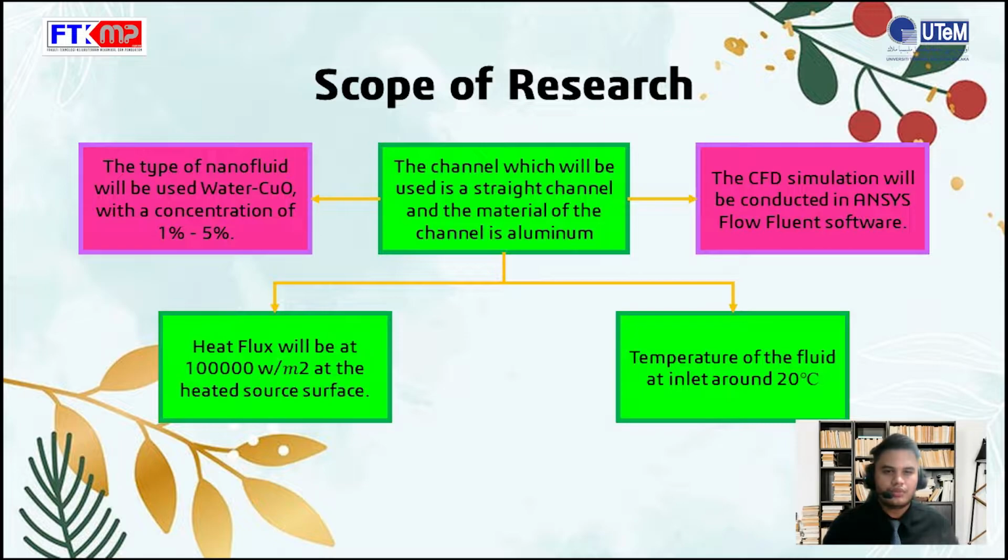Next, we go to the scope of research. The type of nanofluid to be used is water CeO2 with a concentration of 1% until 5%. The channel to be used is a straight channel, and the material of the channel is aluminium. The CFD simulation will be conducted in ANSYS Fluent software. The heat flux will be 1,000,000 watt per meter square at the heated source surface. The temperature of the fluid at the inlet is around 20 degrees Celsius.